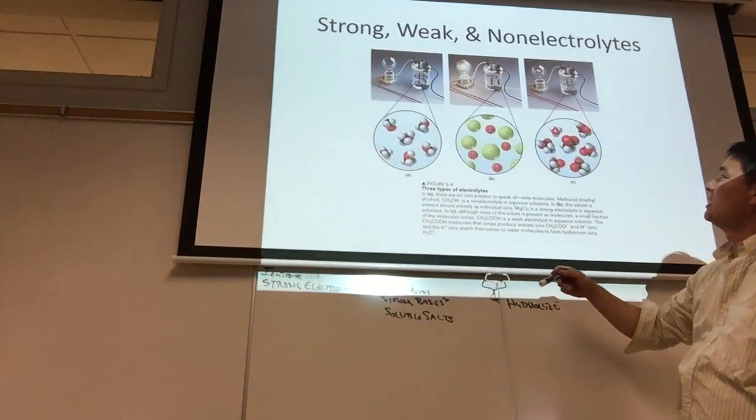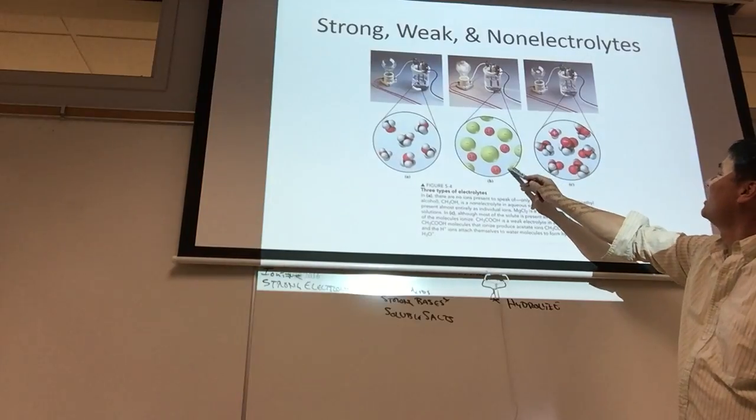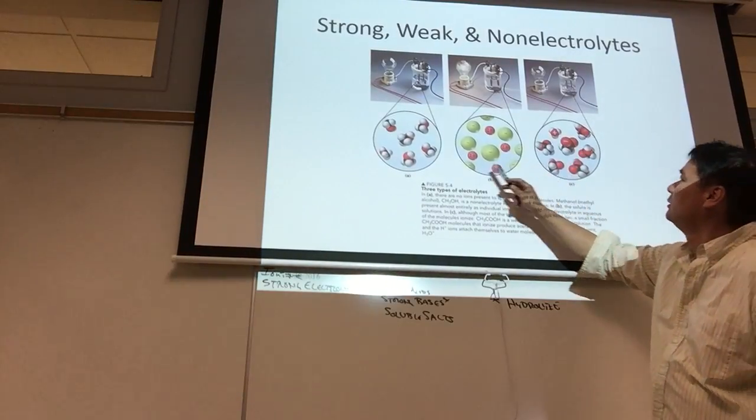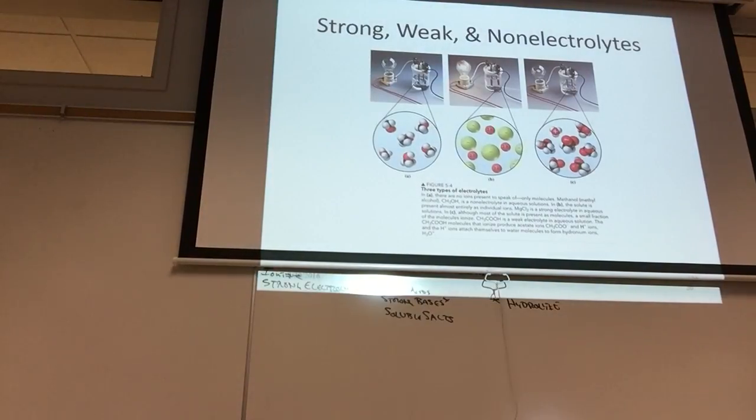Here are the three types of electrolytes. We have the strong electrolyte here, the weak electrolyte here, and the non-electrolyte here. So a review showing the degree of ionization.